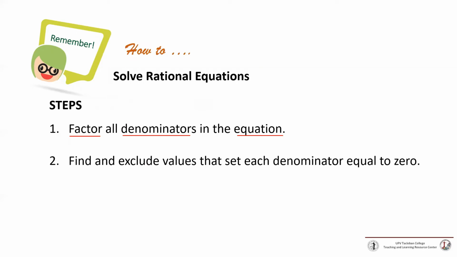Number two, find and exclude values that set each denominator equal to 0. So we are going to look for the values of x that can make the denominator 0, because earlier we took note that we cannot divide a number by 0. Okay? And then number three, find the LCD. So after excluding the values that can make the denominator 0, we are going to find the LCD.